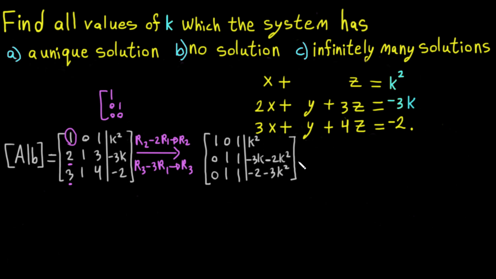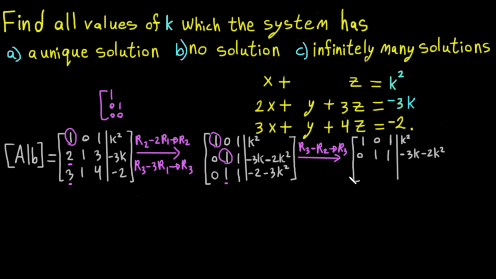Let's change the color. Row 3, because here we have a leading one, we have to make this one 0. So row 3 minus row 2 in row 3. Let's go back to the color. So these two rows will be the same. Zero minus zero, which is zero. One minus one, which is zero. One minus one, which is zero.